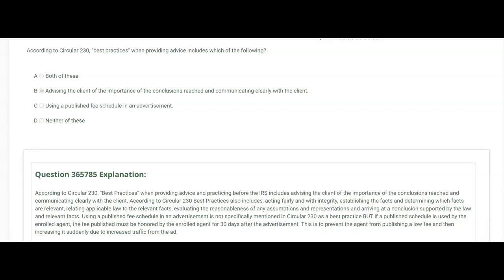So, back to the question, according to Circular 230, best practices when providing advice includes B, advising the client of the importance of the conclusions reached and communicating clearly with the client. Now, what else is included under Circular 230 as best practices? Acting fairly and with integrity, establishing the facts and determining which facts are relevant, relating applicable law to the relevant facts, evaluating the reasonableness of any assumptions and representations, and arriving at a conclusion supported by the law and supported by the relevant facts.